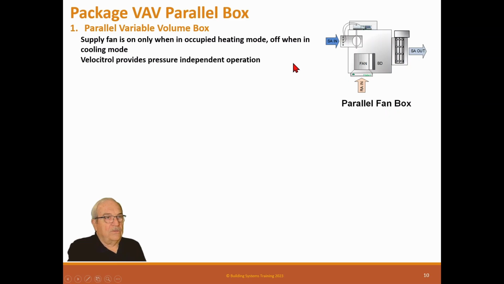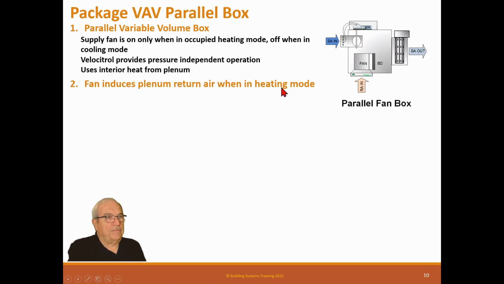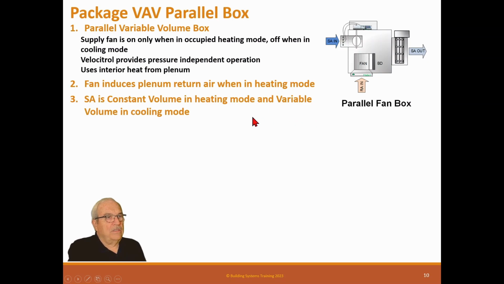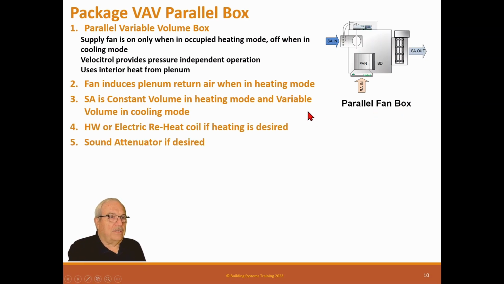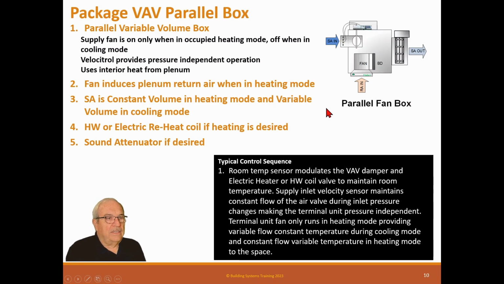It's like this. So basically, Velocitrol again is providing pressure independent operation. Uses interior heat of the plenum. We get to use the heat from the plenum. Fan induces plenum return air in heating mode. Supply air is constant volume in heating mode and variable volume in cooling mode. So it's one kind of box in cooling, one kind of box in heating. Hot water or electric reheat coil if desired. Sound attenuator if desired. Its sequence is identical basically.